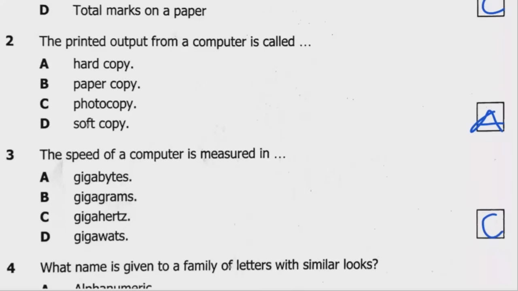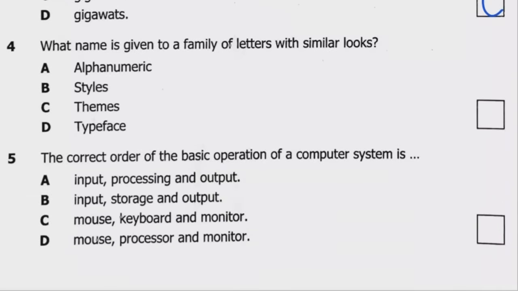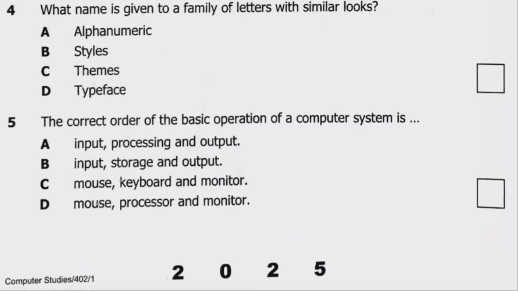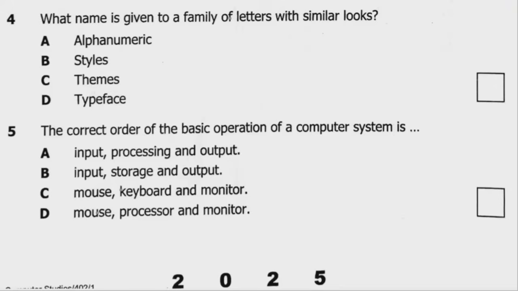Okay, we go to question 4. Question 4 is as follows. What name is given to a family of letters with similar looks? The name given to the family of letters with similar looks. Okay, so we have A, alphanumerical, B, style, C, themes, D, typeface.